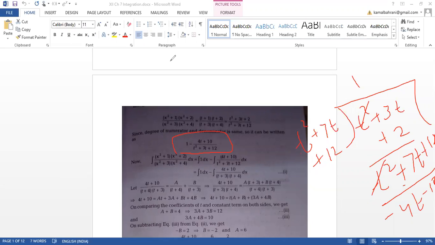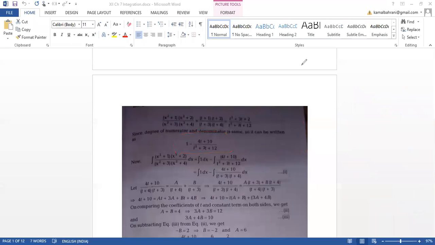So minus we can take common. So we'll get 4t plus 10. Clear? 4t plus 10 here. So this way, just see what we have got. We got I is equal to 1 minus 4t plus 10 upon t square plus 7t plus 12.